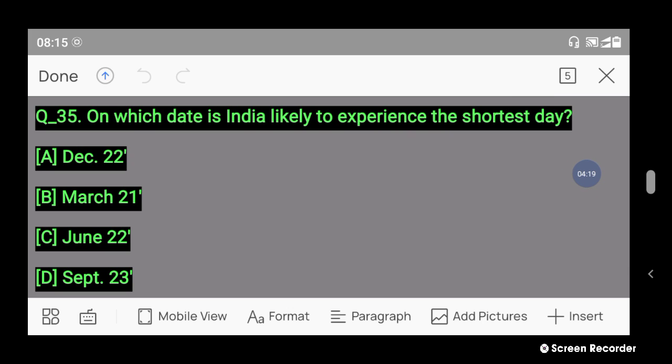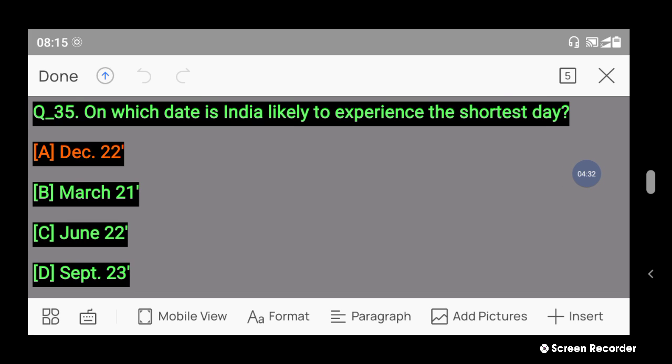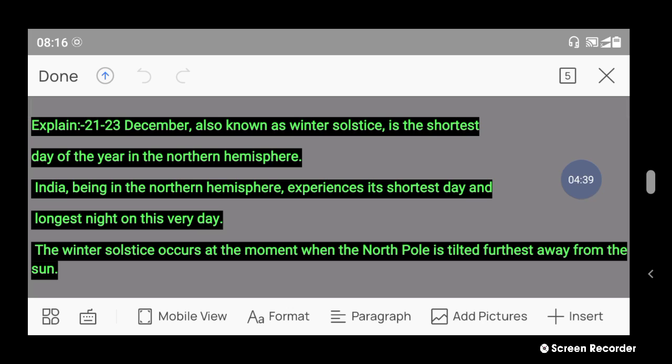What does question 35 say? On which date is India likely to experience the shortest day? Which of these four options is correct? Number A, 22 December. On which date is India likely to experience the shortest day? Question 35, explanation.